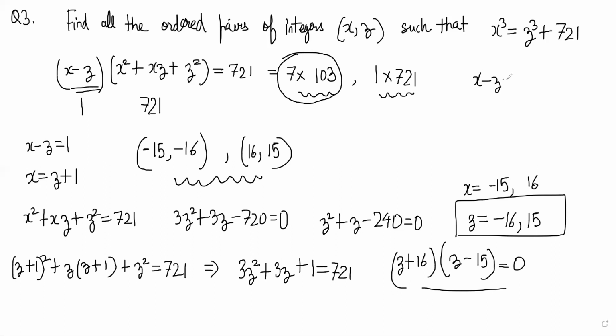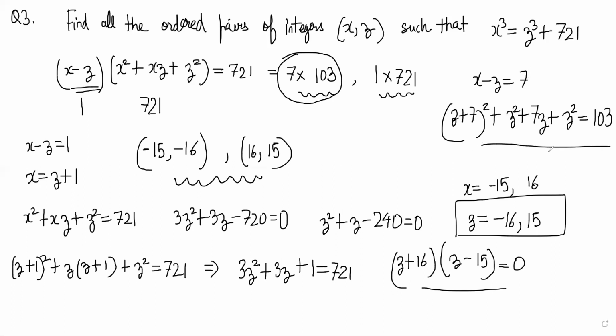x minus z is equal to 7. And then (z plus 7) whole square plus z square plus 7z plus z square is equal to 107.3. This one I get z is equal to -9 and 2. Correct. z will come out to be -9 or 2. And then you can find x, right? So pretty straightforward once you factorize it and solve the quadratic.